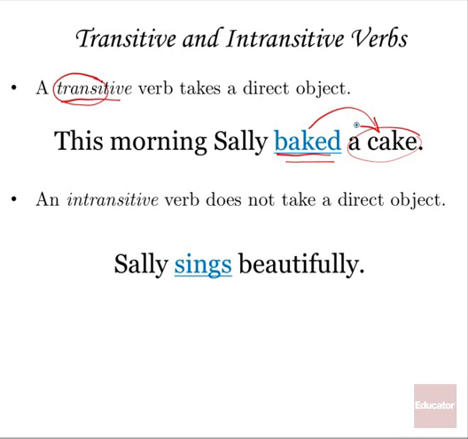An intransitive verb does not take a direct object. Sally sings beautifully. Well, beautifully is not the recipient of sings. You don't say, what does she sing? She sings beautifully. Beautifully is not a what. So, sings is an intransitive verb in this case, and beautifully is not an object.